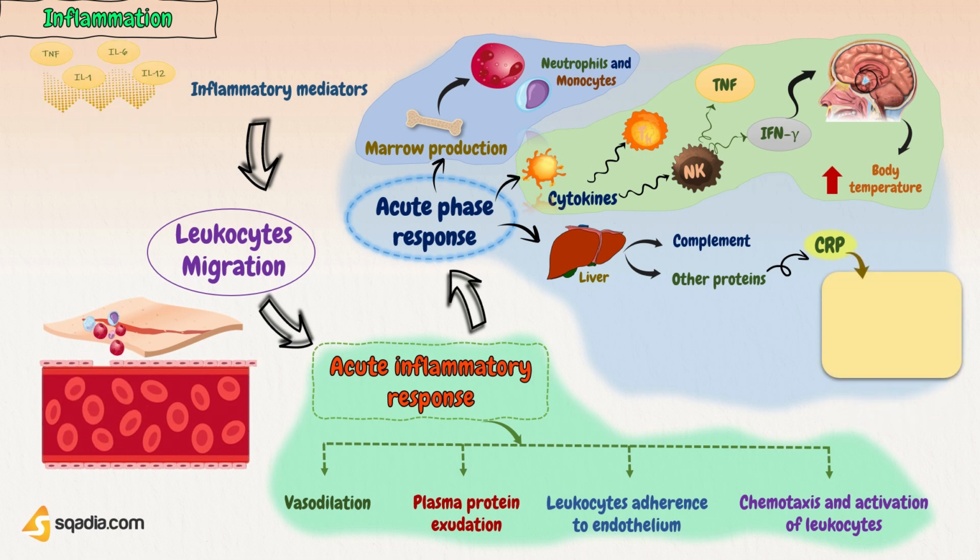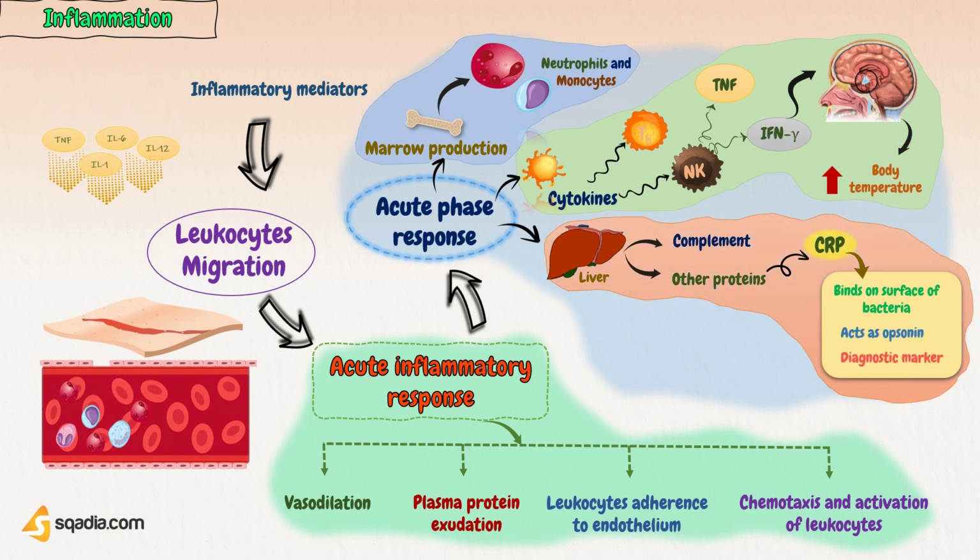Here, CRP is an important protein produced in the liver that binds to phospholipids on the surface of bacteria. CRP then acts as an opsonin, stimulating phagocytosis. CRP also activates the complement system and acts as a reliable marker for the diagnosis and monitoring of inflammatory responses.